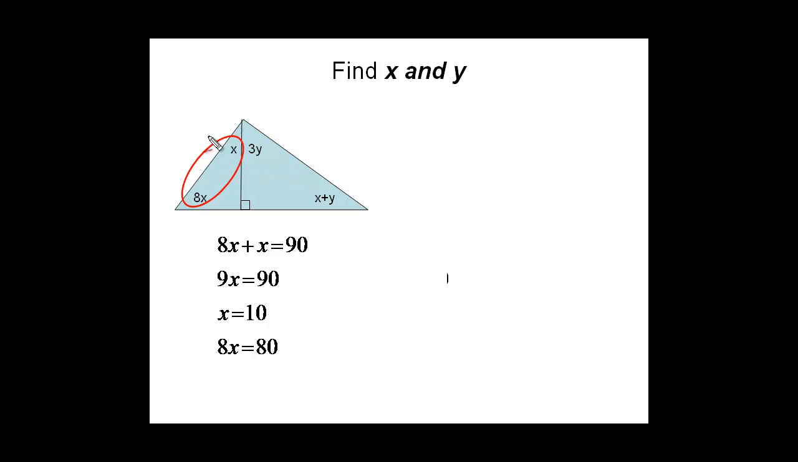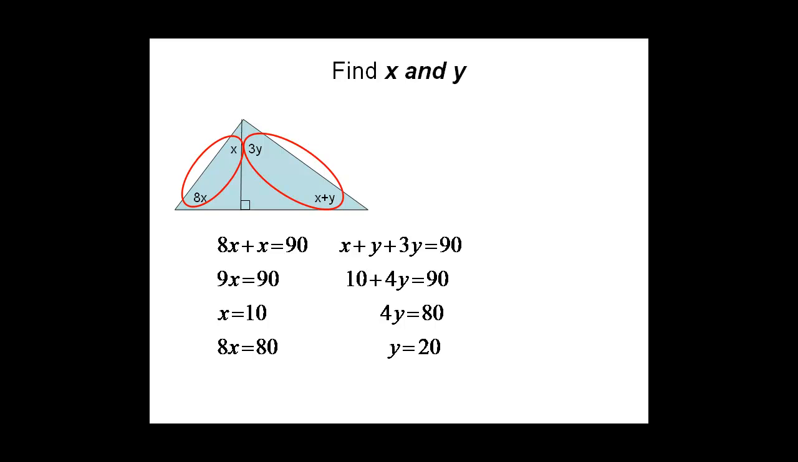Okay, so x was 10, and 8x is 80, and since x is 10, we now have the 10 plus y. Now, if we look at the other triangle, and you put those together, the 3y and the x plus y, then you get x plus y plus 3y. The x plus y and the 3y have to combine to 90 again. So if you substitute x is now 10, and y and 3y is 4y, if you subtract the 10, 4y is equal to 80, divide, y is 20.